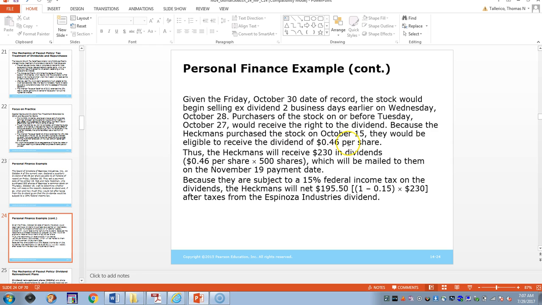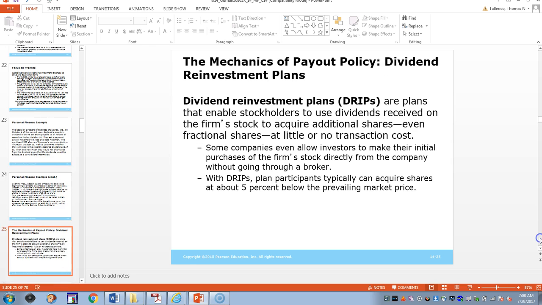And it's 46 cents a share. Thus, the Heckmans will receive $230 in dividends. 46 cents a share times 500 shares should give you 230. And it doesn't have to be mailed, right? In my account, it's electronically entered, and then I buy additional shares. And then, of course, they have to pay their 15% federal income tax. So if you take the 230 and take off the 15%, they'll net $195.50. That's a basic example of how to deal with dividends, and we all have to deal with that.